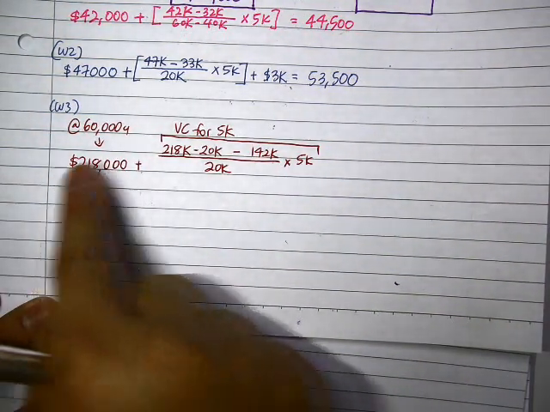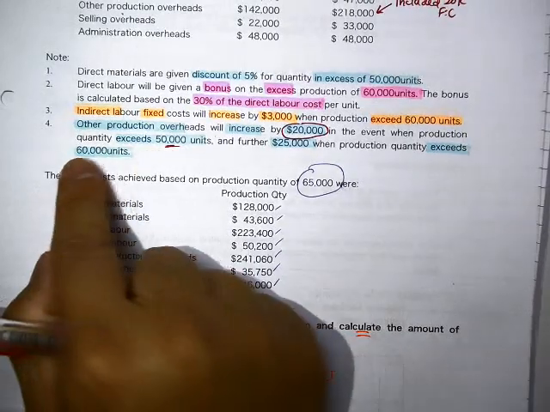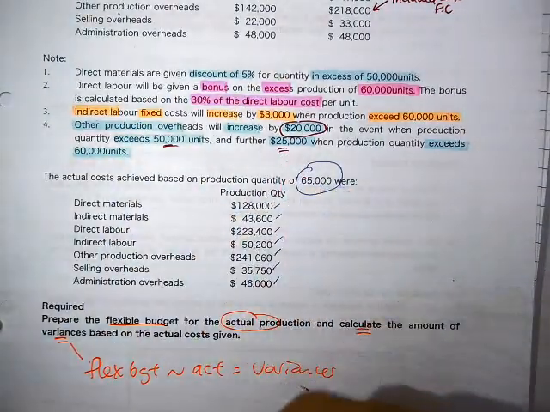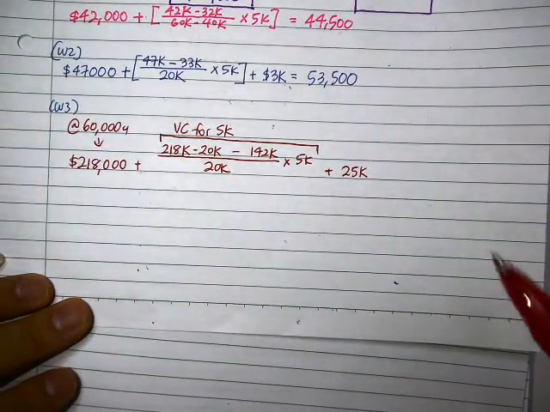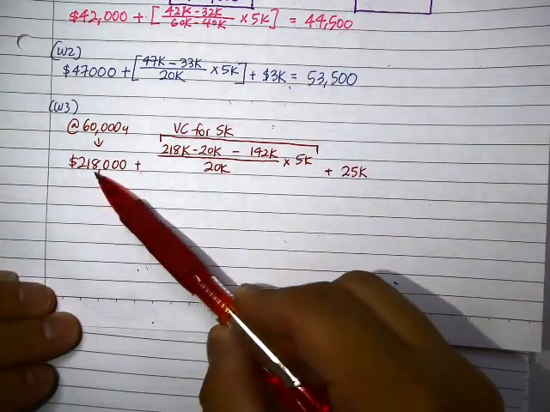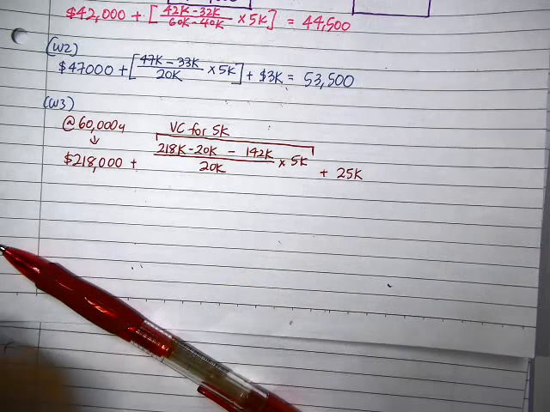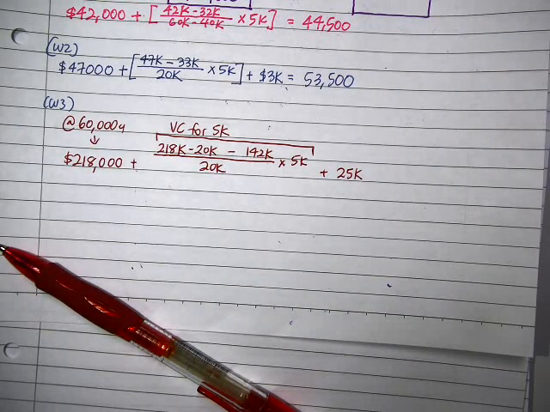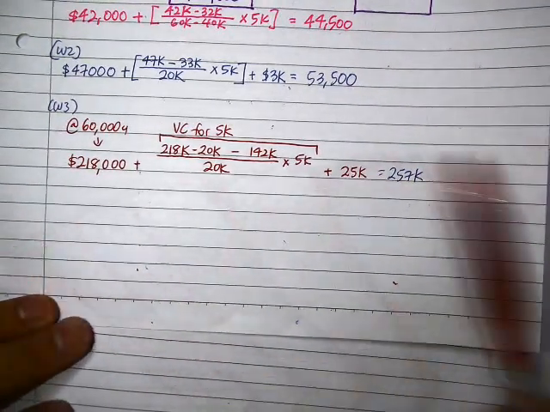So class, after you get the variable cost for 5,000, please don't forget, when the quantity exceeds 60,000, they will increase by another 25. That means you must add another 25K inside. Now you only add another 25, you don't add another 20 because the 20 is already inside the 218. We only minus out the 20 here for purpose to calculate variable cost only. Okay? Now, so your amount should be 218 divide 20 times 5 plus 218 plus 25. You should be getting 257.